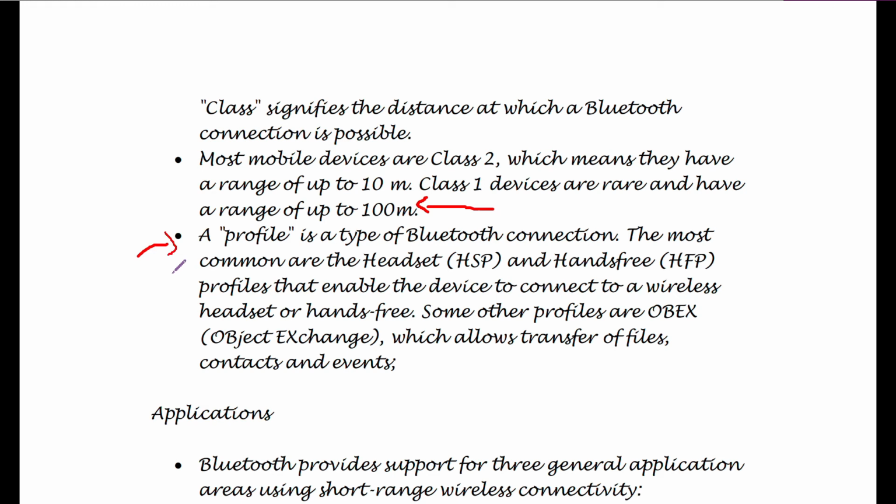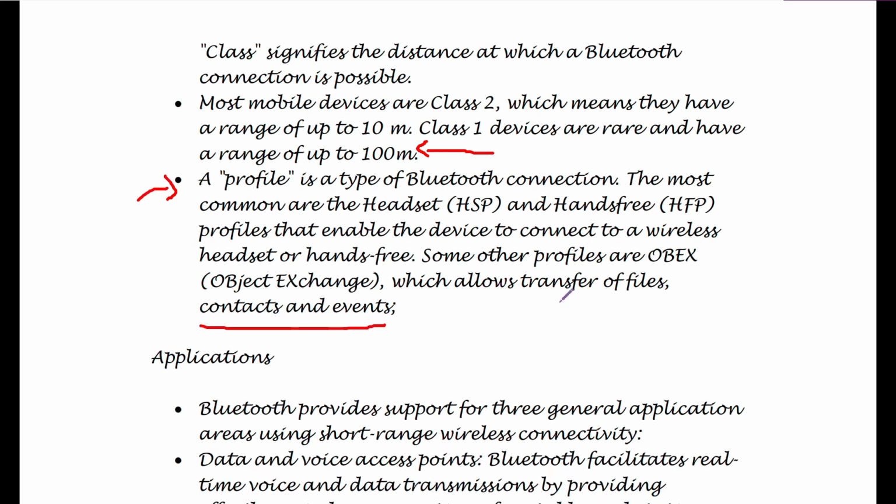Then there is something called a Bluetooth profile. So it is the type of Bluetooth connection. So you have a lot of Bluetooth devices available, and every Bluetooth device has a specific profile. So the most common ones are the headset, that is the HSP, and hands-free, that is the HFP profile, that enables the device to connect to a wireless headset or a hands-free device. Some other profiles are OBEX, Object Exchange, which allows transfer of files, contacts, and even events.